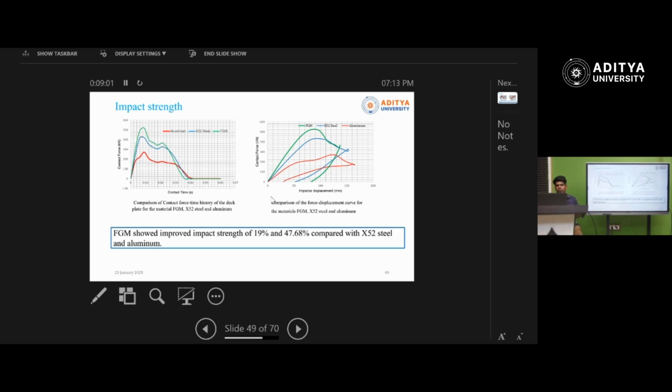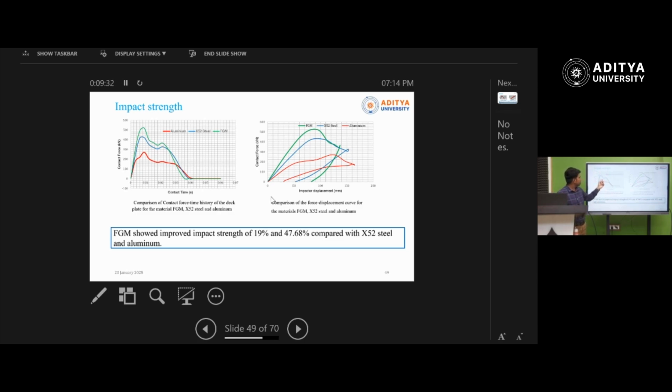So here, what you are seeing is the impact strength. Contact force is the resistance against the impact load. Once the projectile or the crane comes and hits the deck plate, what will happen? Immediately the resistance increases, and then we can see a decrease in resistance. This is because the projectile is coming, hitting the surface, and then bouncing back.